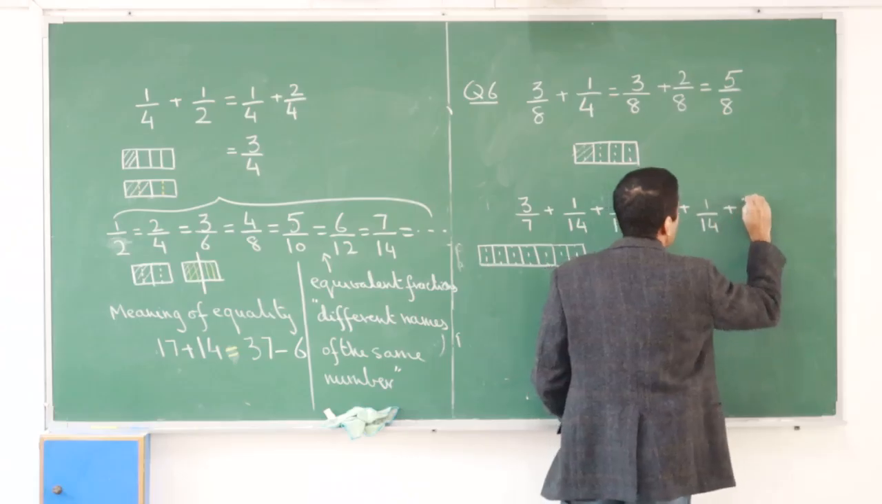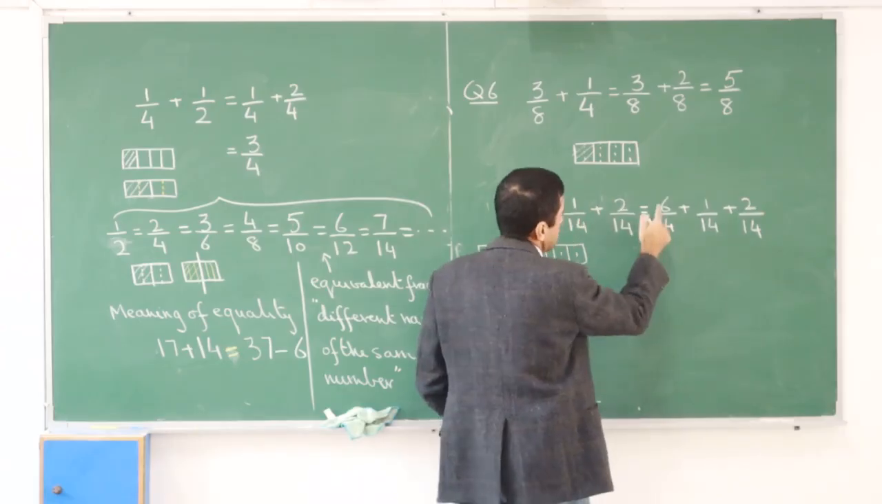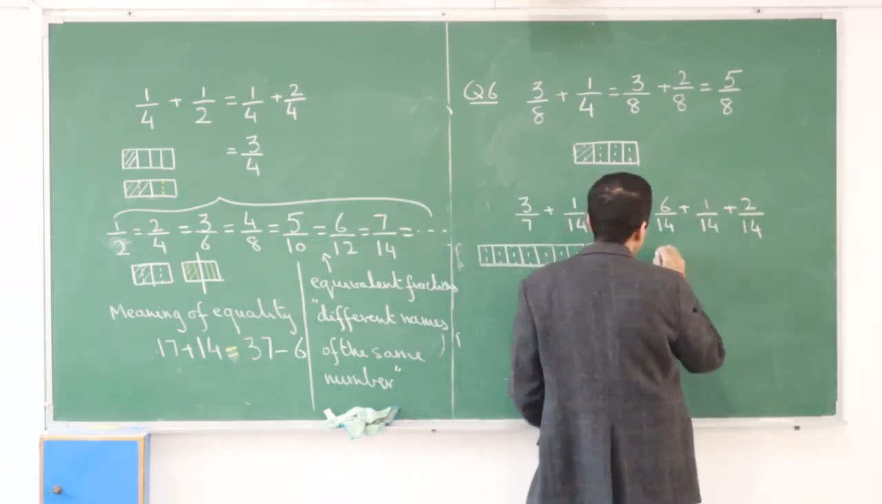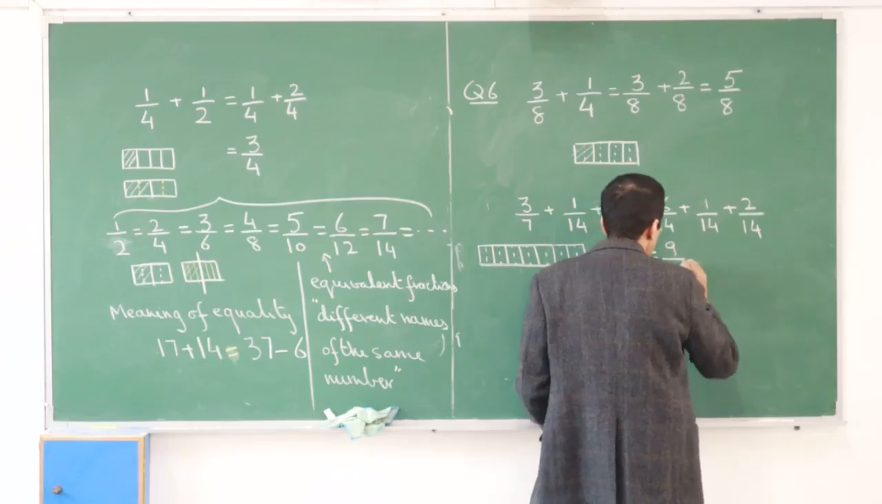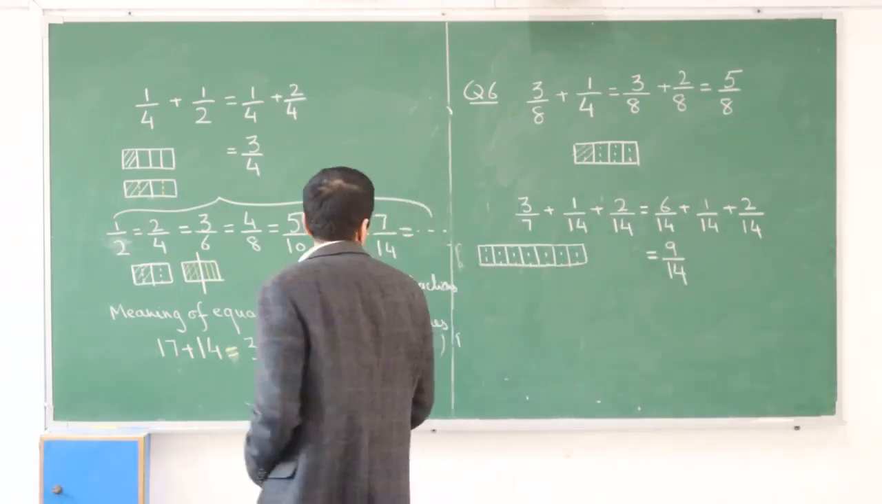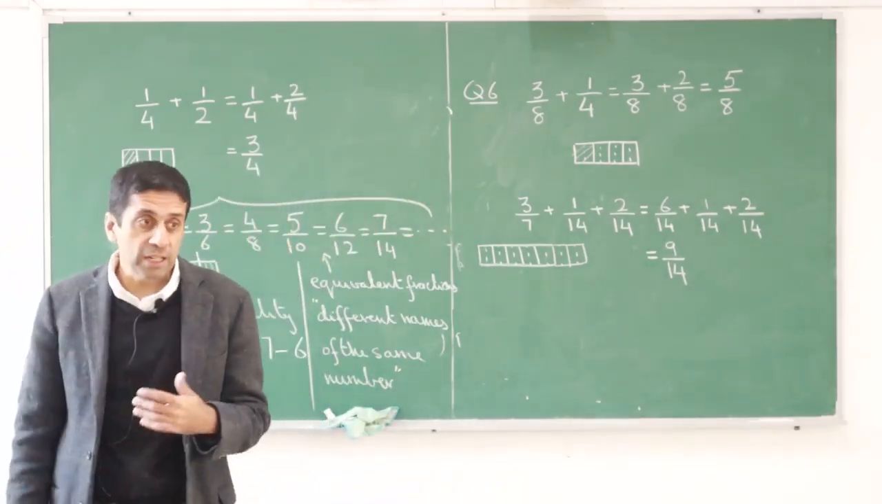And now we are back to our old friend, which is just counting, enumerating. 6 plus 1 is 7, 7 plus 2 is 9. So we had 9 fourteenths. And this is how we add fractions with different denominators.